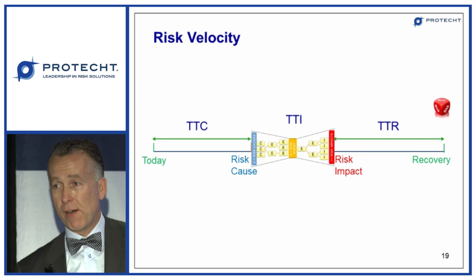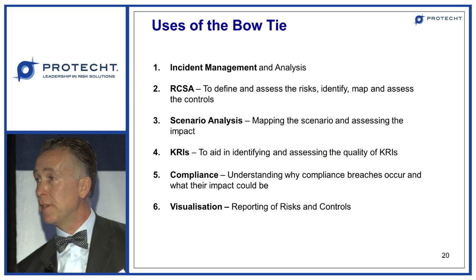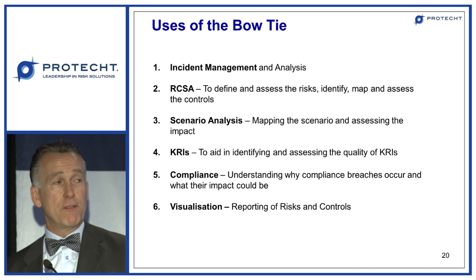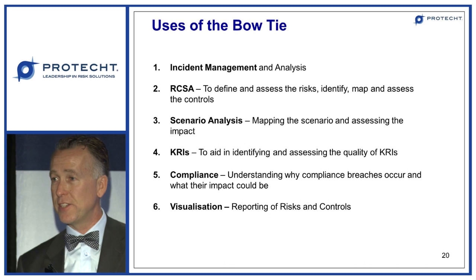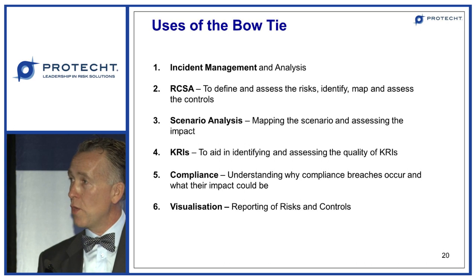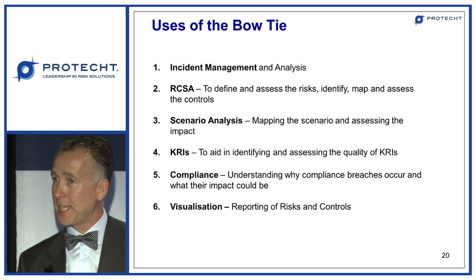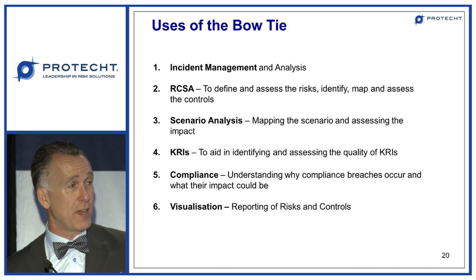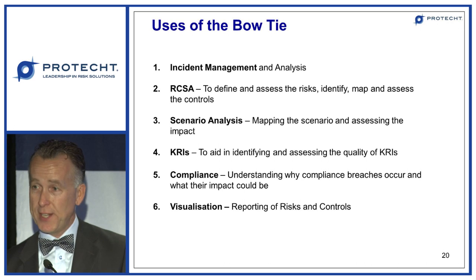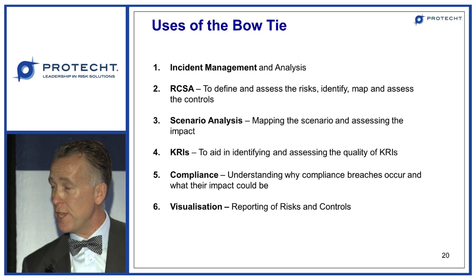So what I want to do now, and which Henry will then pick up as a practical application, is uses of the bow tie. We believe the bow tie is the centre of risk management's universe. Everything attaches to the bow tie. What can we attach to it? Incident management, risk control self-assessment, scenario analysis, KRIs, compliance, and finally reporting visualization. I just want to give you an insight into each one of those, just so you can appreciate how practically we might use the bow tie.